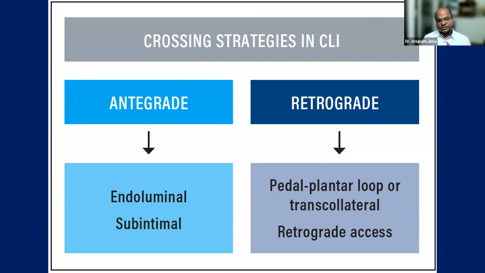Crossing strategies in CLI can be antegrade or retrograde. Antegrade, we can try if it is a short segment occlusion in a straight portion, then we can go from true lumen to true lumen. But most of the time, these are long, multiple lesions. In those cases, usually we need some subintimal dissection followed by distal reentry. Retrograde approach can be a pedal plantar loop access, a transcollateral access or a retrograde access. So I showed 4 varieties of cases with subintimal access, transcollateral access and retrograde access.